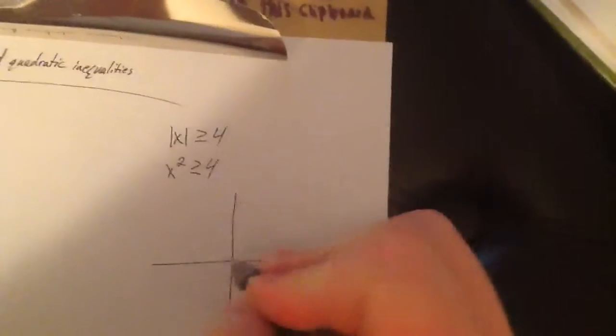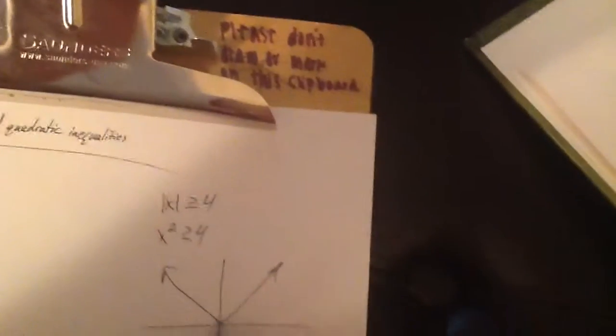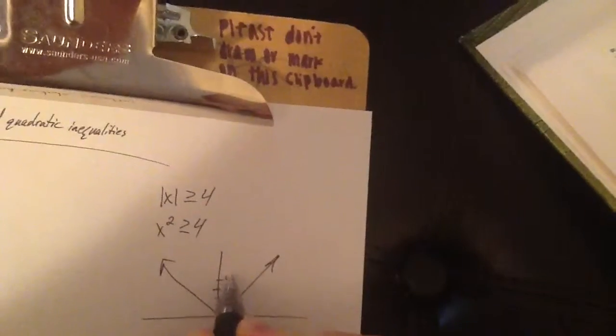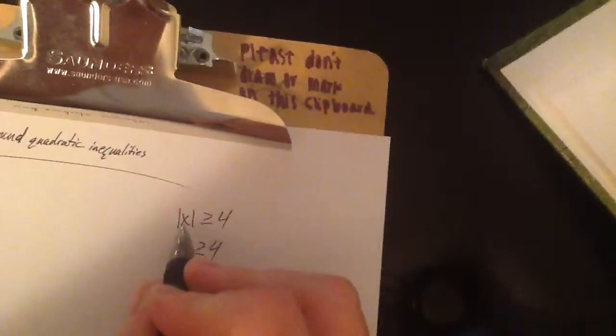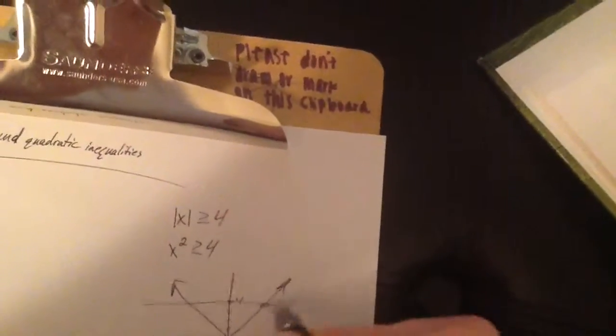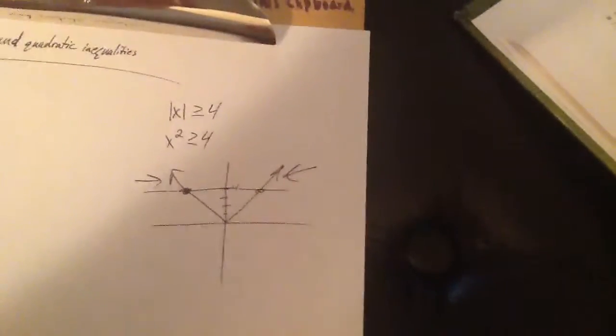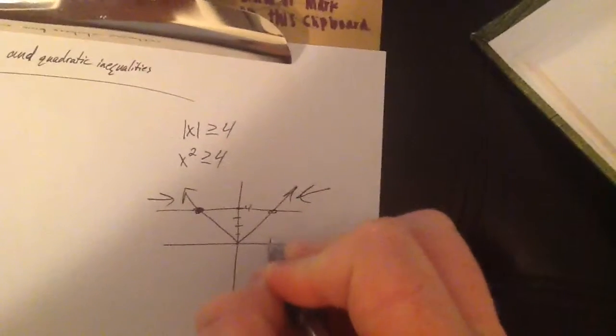do the absolute value one. Absolute value of x, if you look at the graph, that's just a V, right? Well, this is asking when is the absolute value of x greater than or equal to 4. So you think about it, 1, 2, 3, 4, there's 4. So it's saying when is this function bigger than 4? Well, out here in this region it's a bit bigger than 4, and then here's 4, and then over here it's bigger than 4. And so basically you're trying to find the x values.